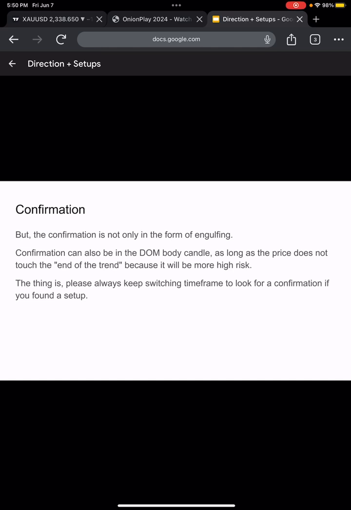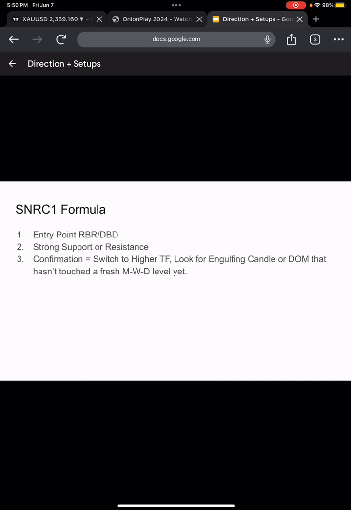So the thing is, you always want to keep switching time frames to look for a confirmation if you found a setup. So I'm going to explain to you what that is. So the first setup that I'm going to show you is the SNRC1, which basically is a continuation pattern.